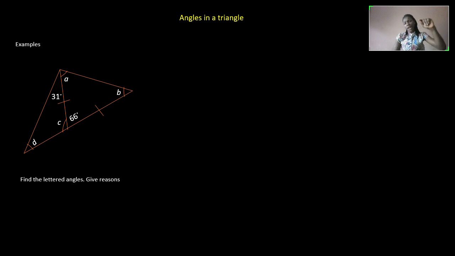But if we are finding our angle A and angle B first, now there is something I want us to note down here. One of the things is that the sum of angles in a triangle is equal to 180. And another thing I want us to note down is that in an isosceles triangle, the base angles are equal.